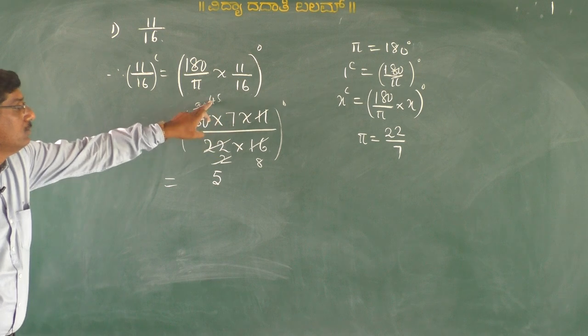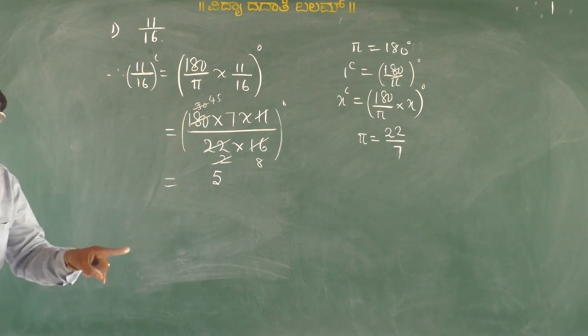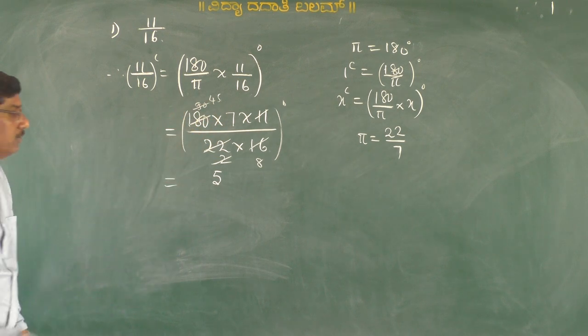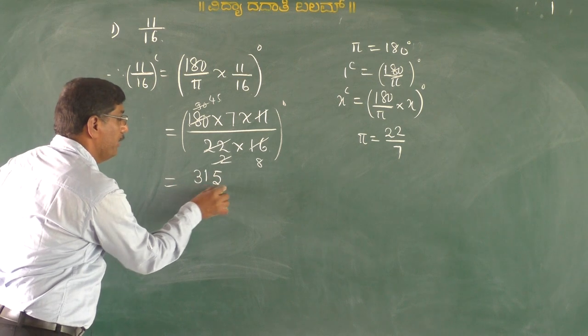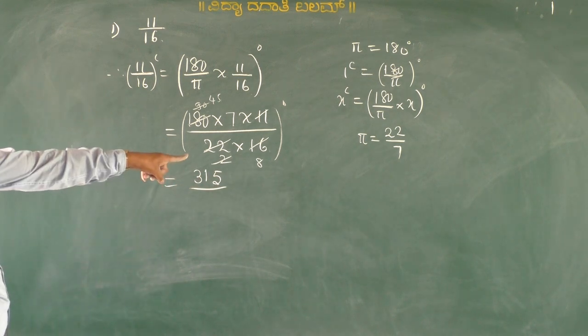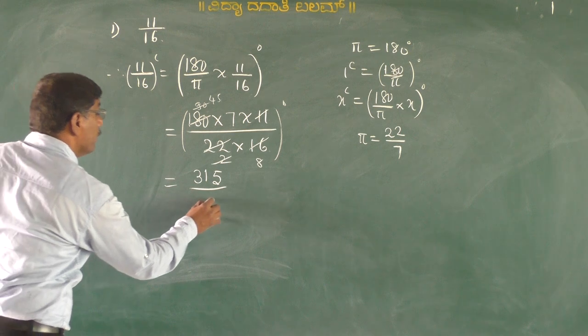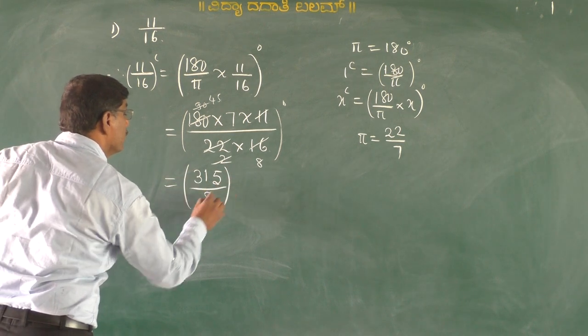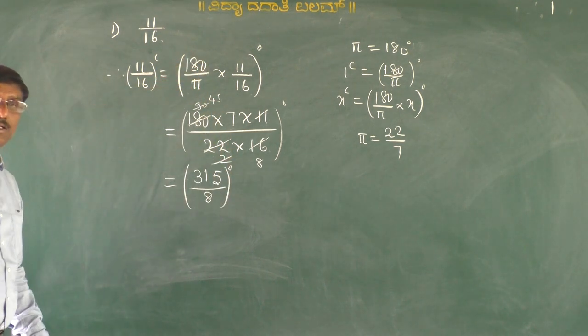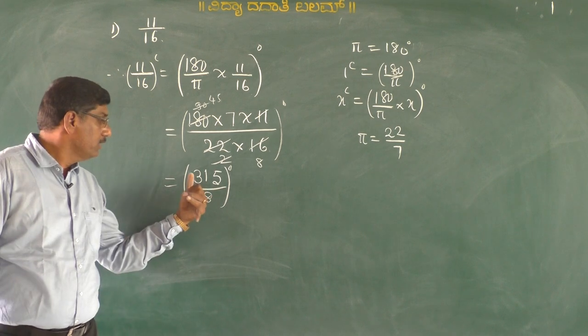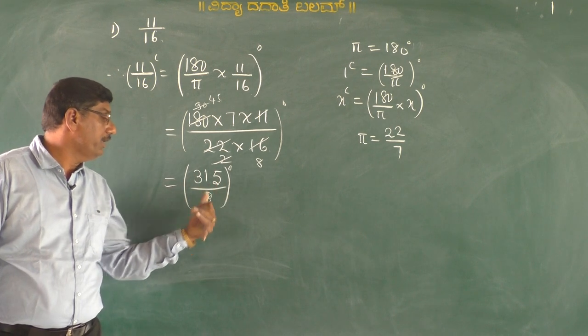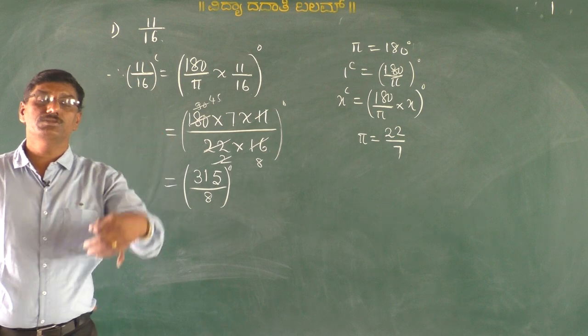7 × 5 = 35, 5. 7 × 4 = 28. That is 31 divided by, in the denominator, 8. This whole thing is in degree. Am I correct? That is 315 divided by 8 in terms of degree.